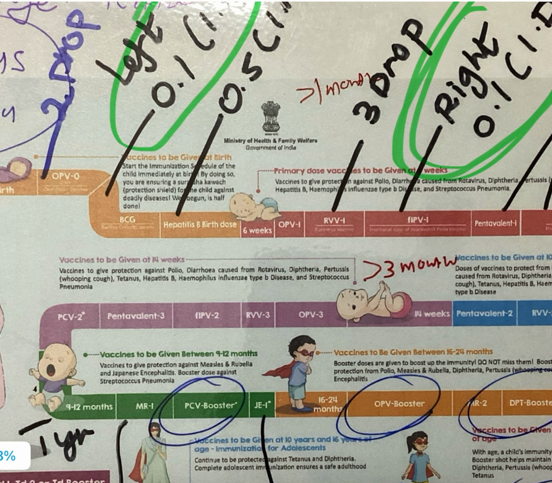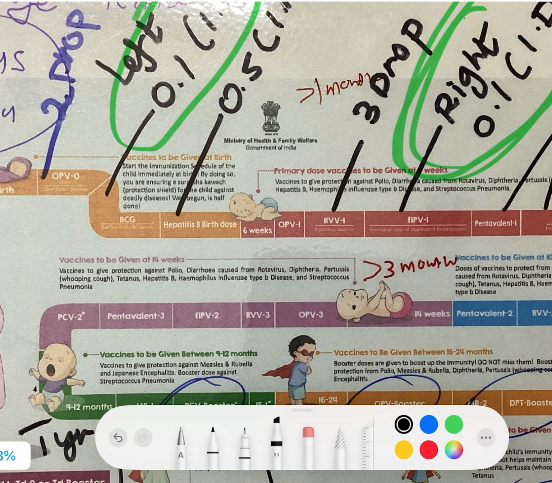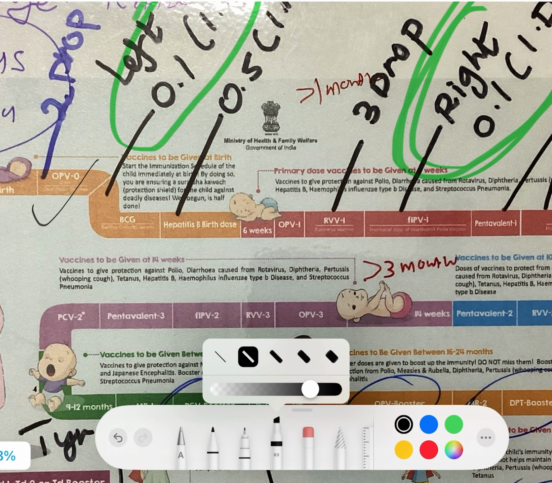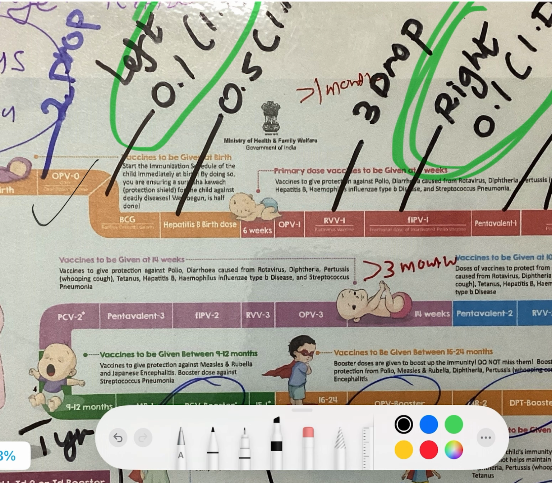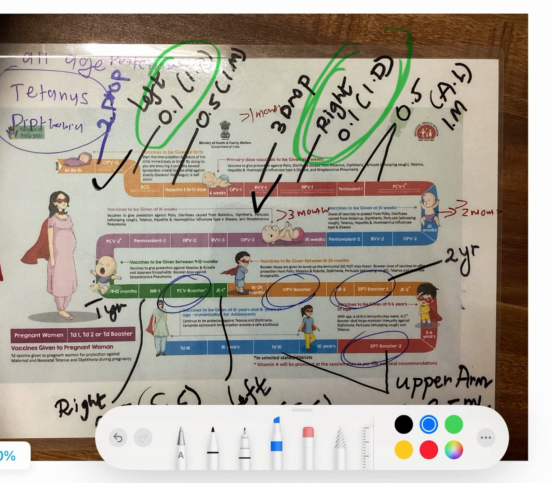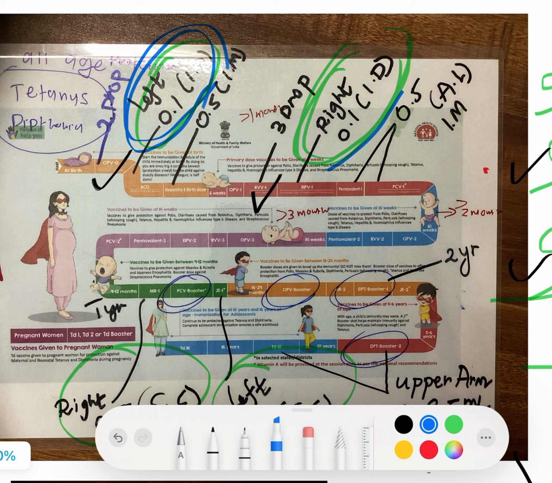OPV vaccine is given 2 drops, and the rotavirus vaccine is given 3 drops. Okay, that you have to remember. Then 2 vaccines intradermally, this one. 2 vaccines are subcutaneous. What are they? We'll revise that also. 2-2-2, that formula we'll finish first and then we'll go ahead.